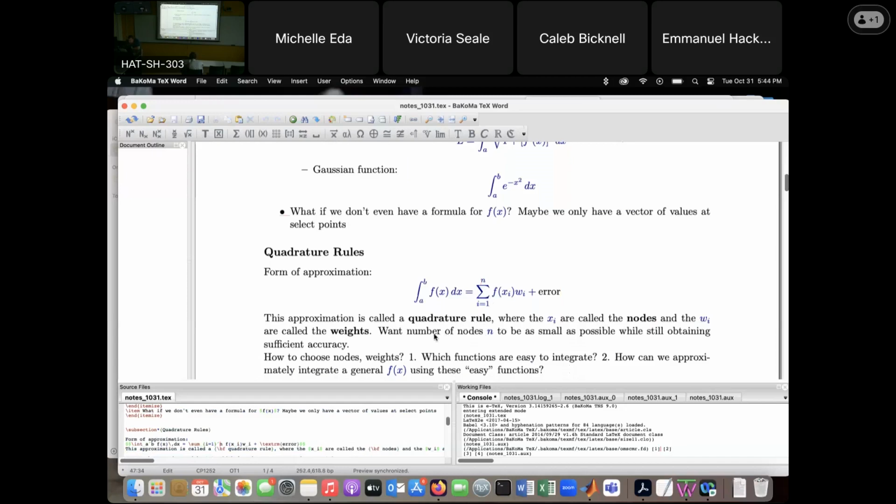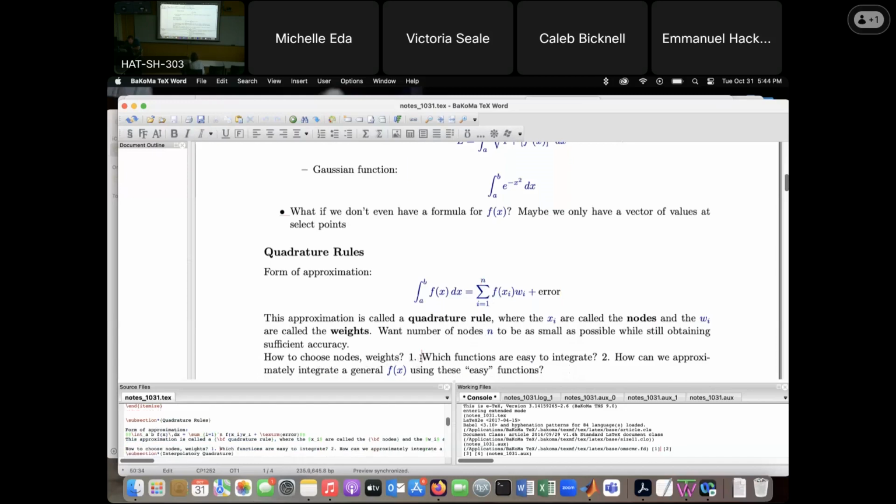So the issue here is, how should we choose nodes and weights so that we get the most bang for our buck? So highest accuracy, an ideal combination of accuracy and efficiency. To answer this, we pose 2 new questions. What kind of functions are easy to integrate? And once we establish that, how can we approximate the integral of a general function by relating it to functions for which integrals are easy?